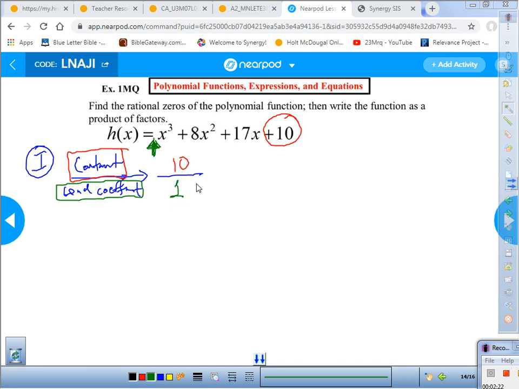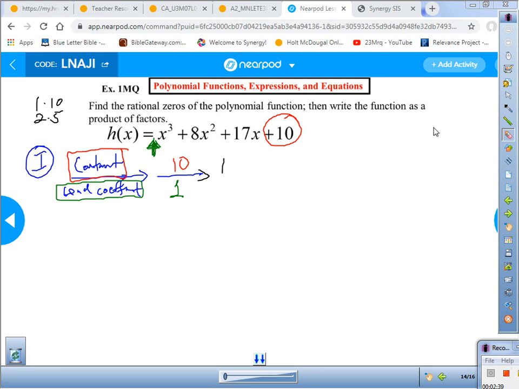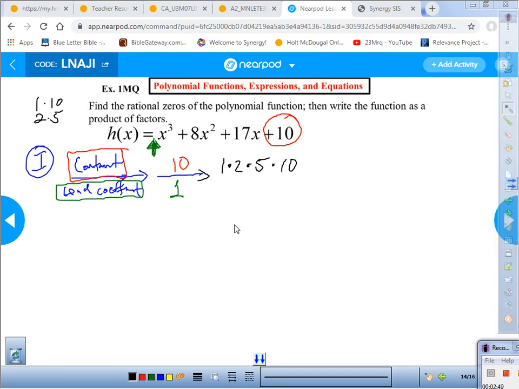From there, we take those two, and for each one we need to find all possible pairs of factors. I'm going to start with 10. 1 times 10, 2 times 5. Are there any others? No, so I'm going to write all these as my factors: 1, 2, 5, 10. And for the leading coefficient, 1.